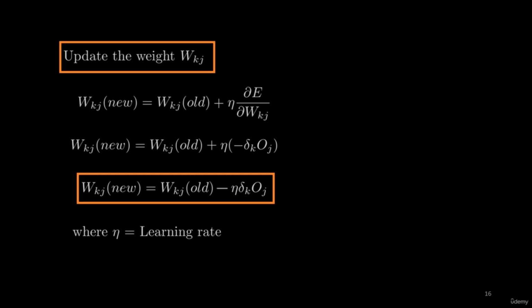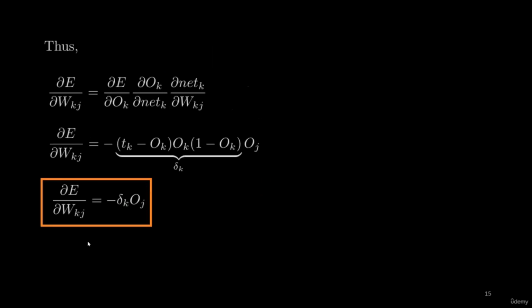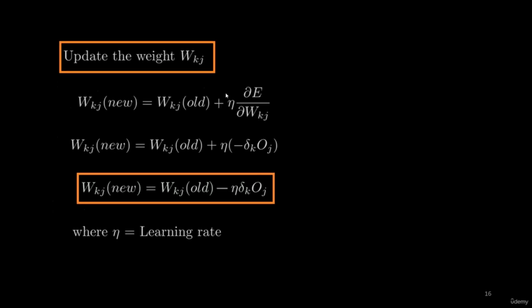Then we put those values in that equation, and then we simplify. After simplification, we get the value which is minus delta k oj, and that value will update wkj. So we will use this value in weight updation along with the learning rate. So this is the updated weight of wkj. So in this lecture, we learned how to update the weight using backpropagation if we move from the output layer to the hidden layer. So in the next lecture, we will move from the hidden layer to the input layer. That is the second step of the backpropagation.